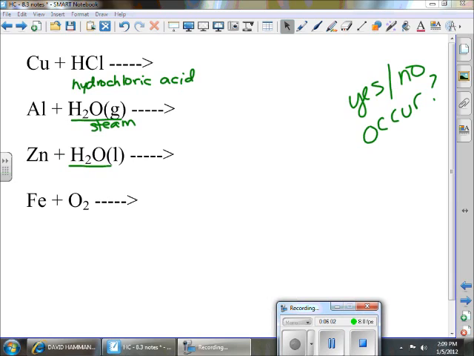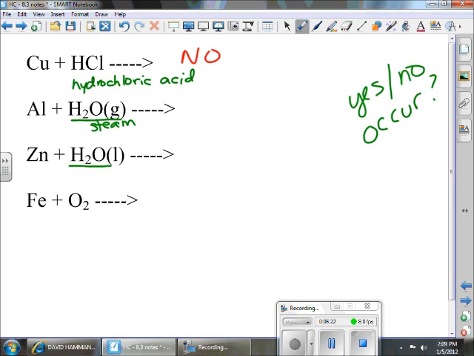Okay, coming back to these reactions, if you look on the activity series chart, you're going to find copper in the 4th section. And again, there's no description in terms of acids. So according to the activity series, there is no reaction that occurs between copper and hydrochloric acid.